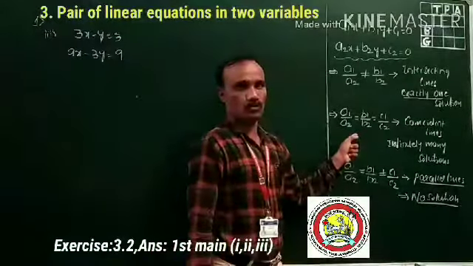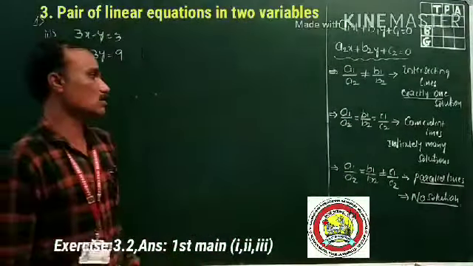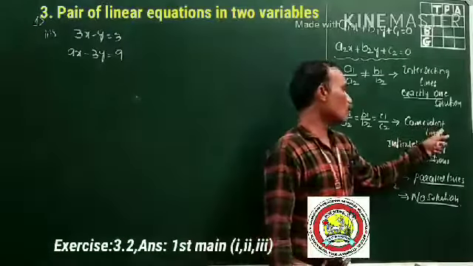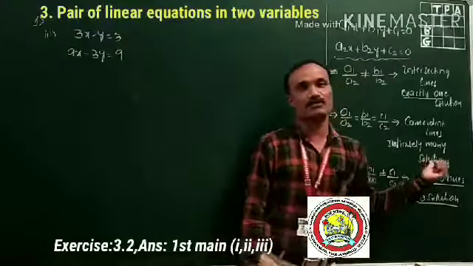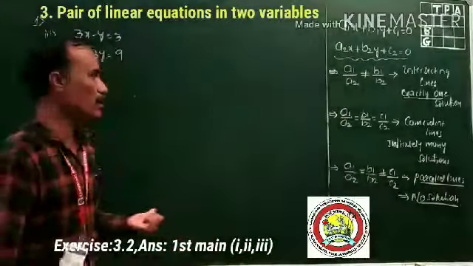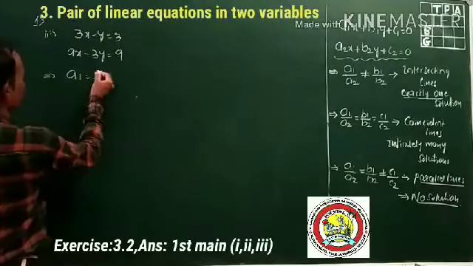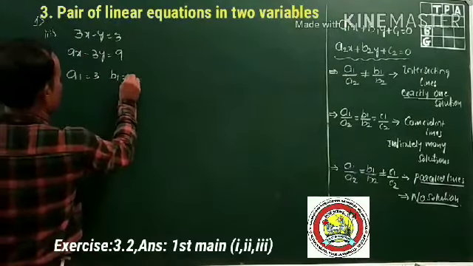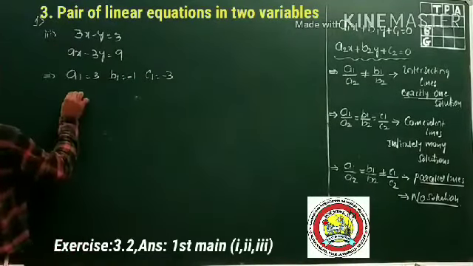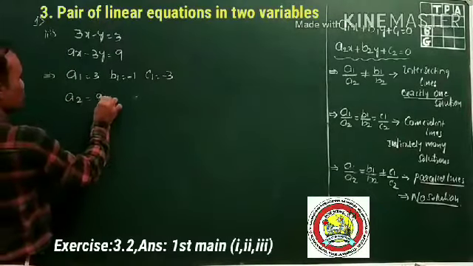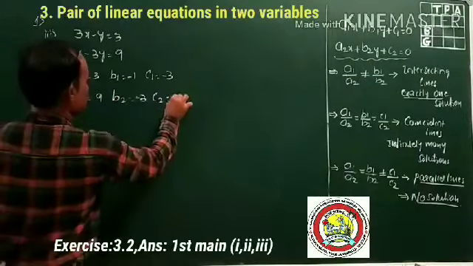Case number 2. A1 by A2 is equal to B1 by B2 is equal to C1 by C2. In this case, the lines are coincident. So we cannot find a unique solution. We cannot find means infinitely. It has infinitely many solutions. This implies the value of A1 is equal to 3, the value of B1 is equal to minus 1, C1 value minus 3. Next, the value of A2 is equal to 9, B2 is equal to minus 3, C2 is equal to 9.